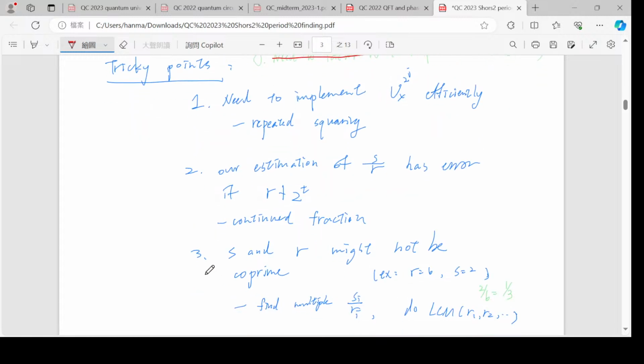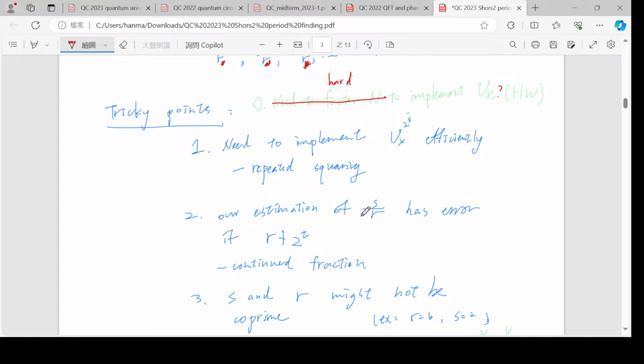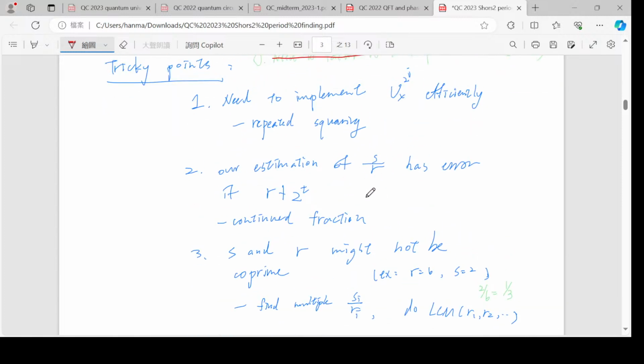And finally, there is this problem that even if you get this fraction 1 over 3 here, you might still not know your R, because S and R can be not coprime to each other. For example, in the example up here we have R equals 6, but if your uniform random S is equal to 2, then you will get 2 over 6 equal to 1 over 3. But our phase estimation doesn't tell you what this exact S and R are. It only tells you S divided by R is 1 over 3. So you don't know whether it is 1 over 3 or 2 over 6.